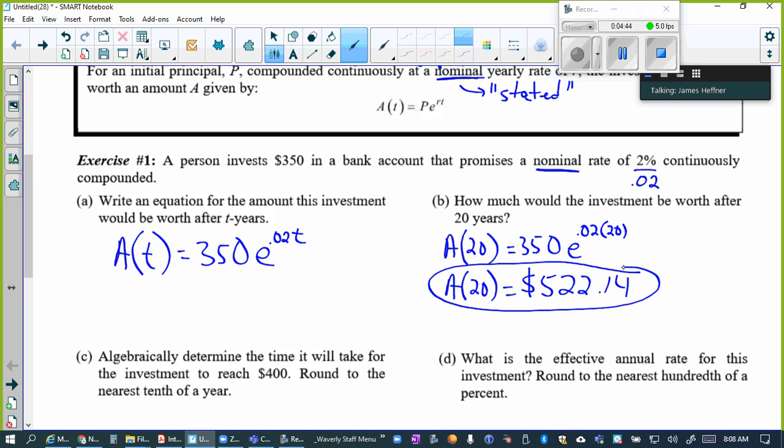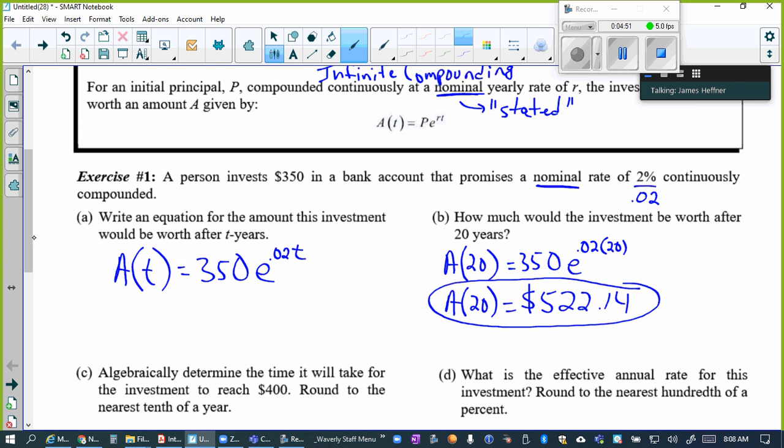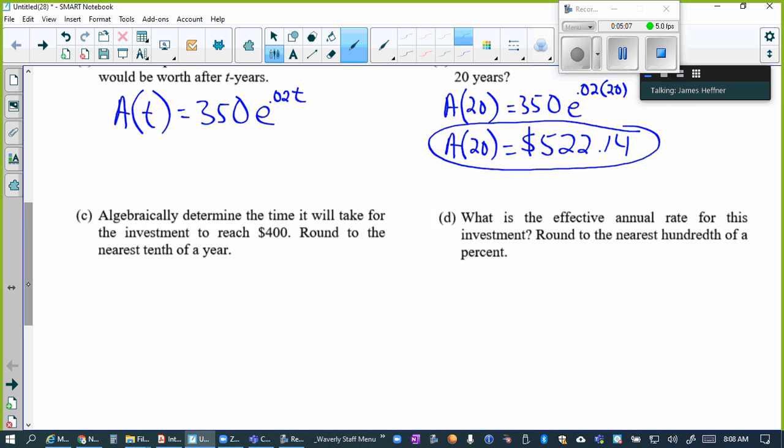All right, so part C. Here's where we bring into play what we learned about logarithms. We're using the natural number e, so the log that will undo that is the log base e. And the log base e, what was the name for that? Remember the name for the log that was base e? Yeah, natural log. That's the ln, and it undoes e to some power.